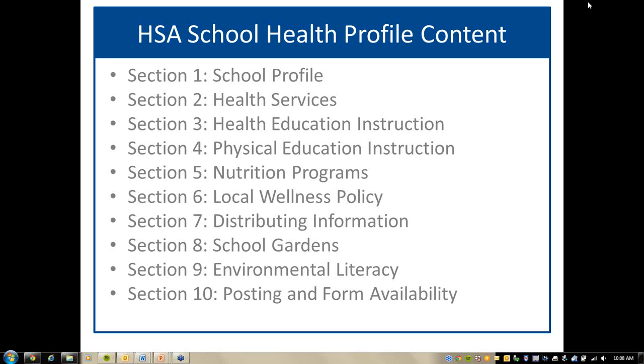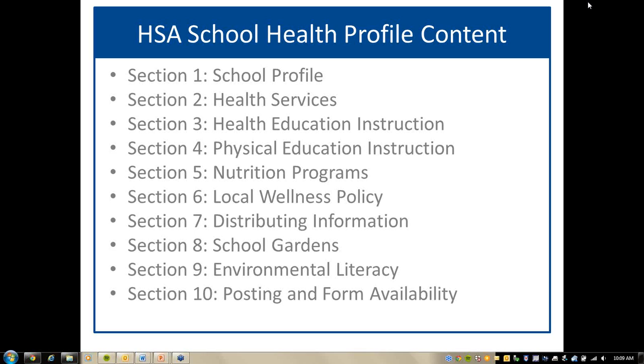Section 6 is your local wellness policy section, so there's probably either yourself or someone else at your school who is responsible for updating and implementing your local wellness policy. They would probably be the person you want to go to help fill out this section. Section 7 is distributing information, so we ask for where certain information such as your school lunch menu and your local wellness policy is available within your school.